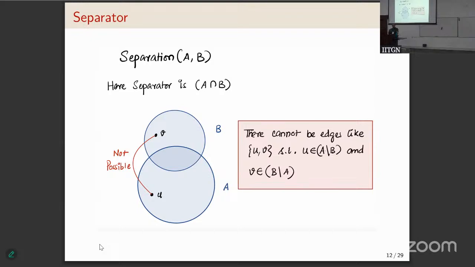Another way to think about this is to consider the separation (A, B). Suppose there exists an edge with one vertex in A minus B and the other vertex in B minus A. Then this is a separator. If such a pair exists, why is this a separator? It is by definition.